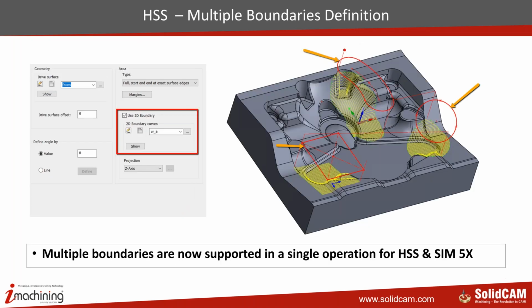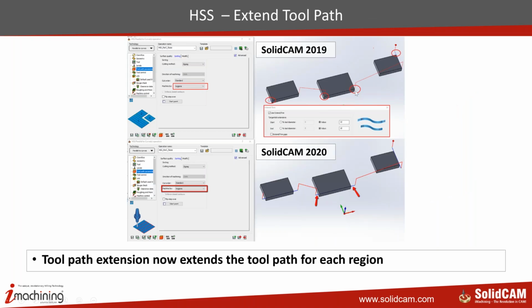And now inside HSS, we started supporting multiple boundaries. You can use multiple boundaries and trim the toolpath. You can restrict the toolpath using multiple boundaries even for HSS and simultaneous 5-axis milling. Even the toolpath extension happens automatically. Now the extension happens even region-wise inside the HSS toolpath.